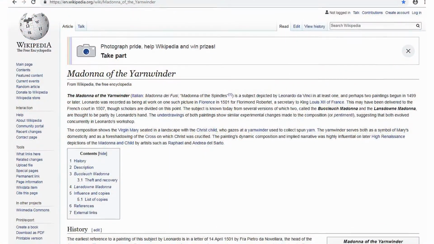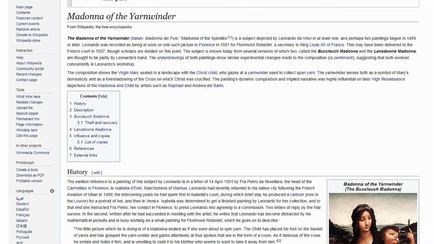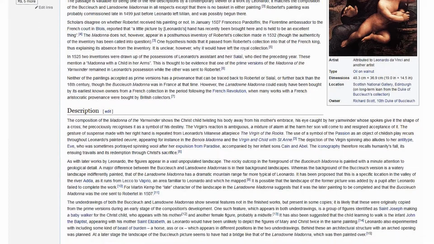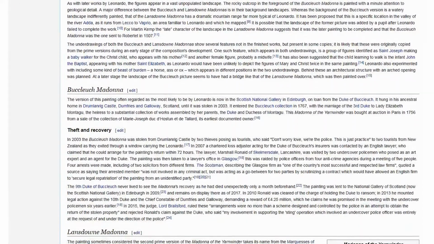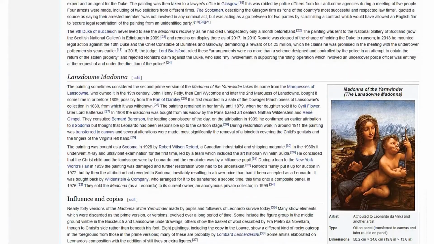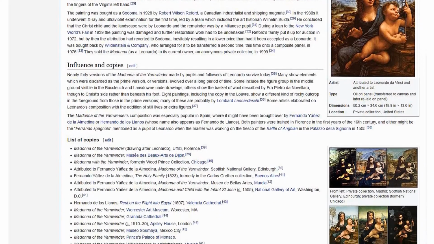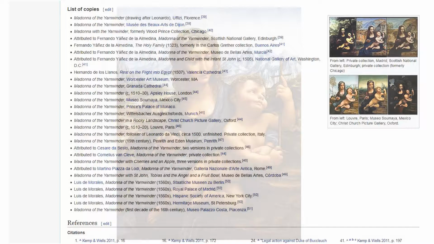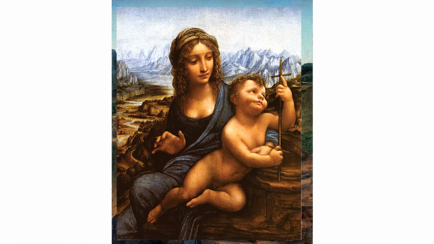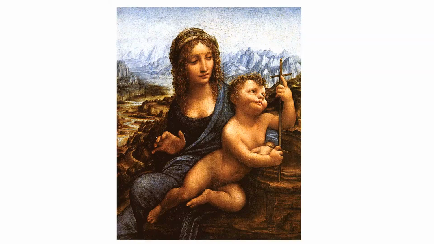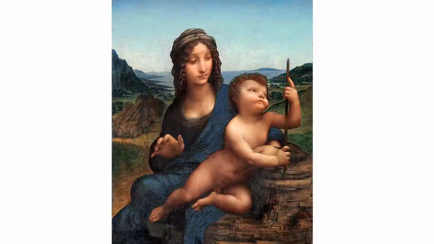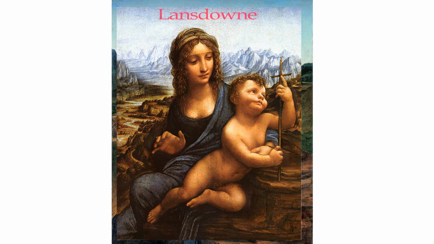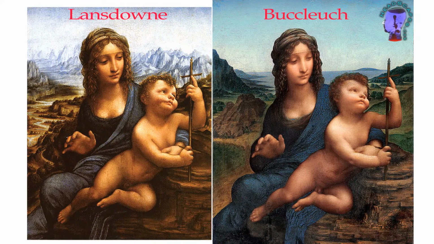Next, we look at the Madonna and the Yarnwinder paintings. We'll start with the Wikipedia listings and compare the Buccleuch and the Lansdowne version with a flip compare, but please note that Wikipedia states that there are over 40 versions known to exist that were made by pupils or followers of Da Vinci. Okay, so when we flip and compare the major versions, we find differences in Madonna's hand, the yarn spindle that the Christ child is holding, as well as the child's bent leg.